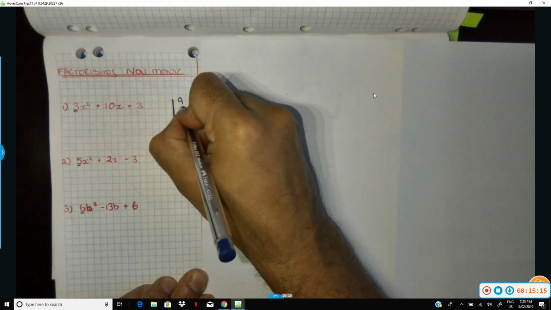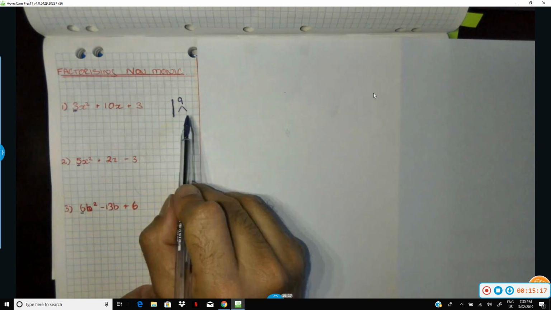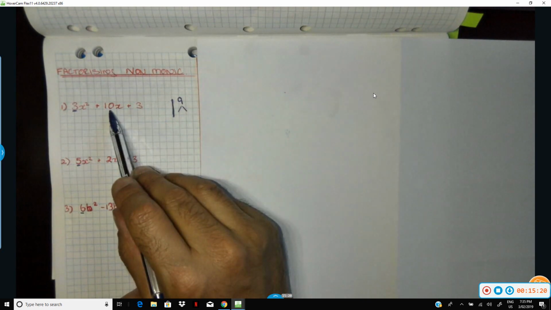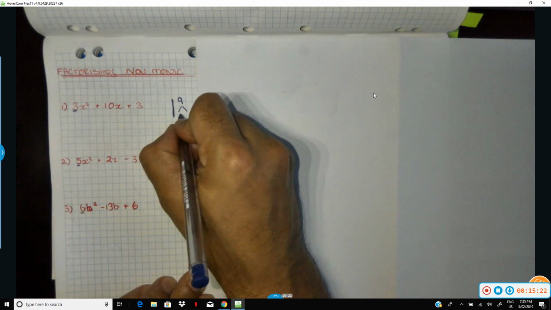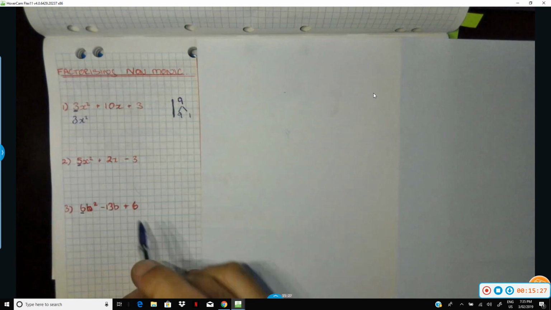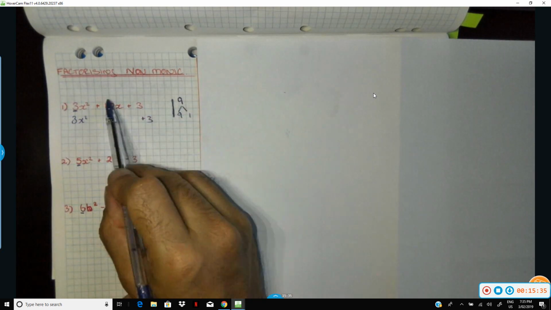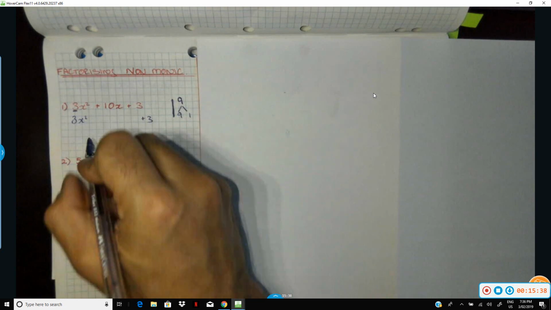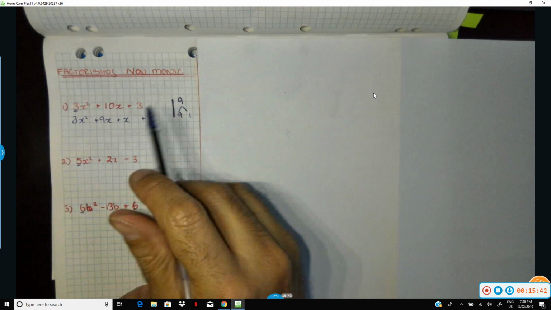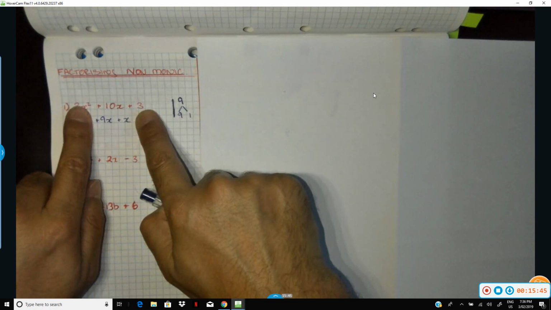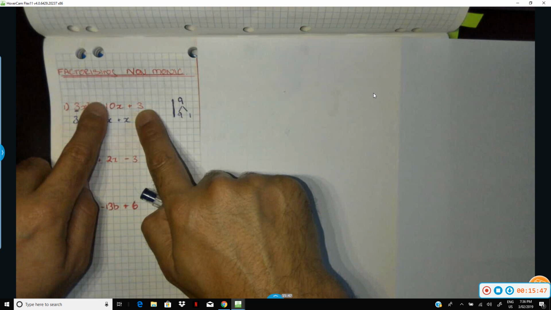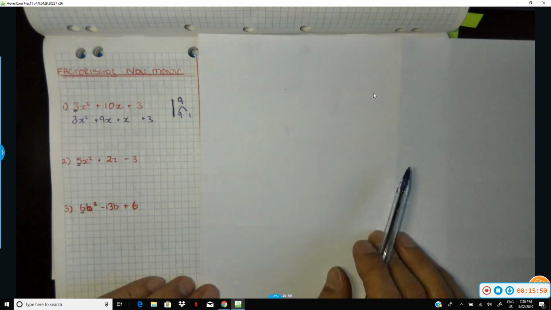And I'm looking at factors of 9 that when they multiply together give you 9, but added together give you 10. Well, that's 9 and 1. And so what I do, I keep 3x squared. I keep this plus 3. But instead of writing plus 10, I'm going to actually go plus 9x plus x, because 9x plus x gives me 10x. And so instead of writing 10x, I'm going to just put that there.